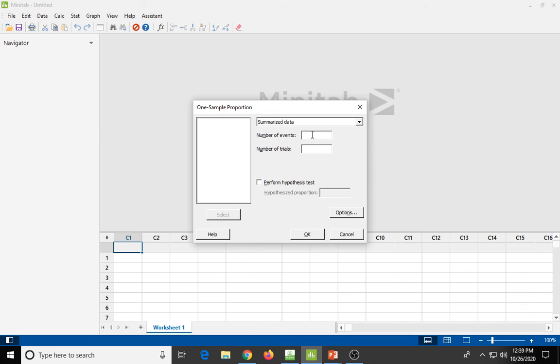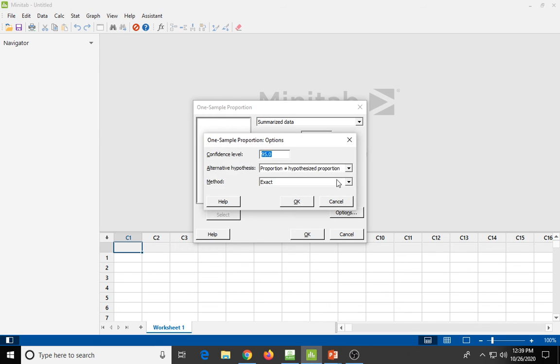Out of 32, they picked up 23. And let's go ahead and do a hypothesis test. The hypothesized proportion is 0.5. And I want to say that my proportion is bigger than that. And let's do it at 90% confidence. And here's where I have a choice between exact and normal approximation. I can't use the normal approximation here. I have to use the exact.